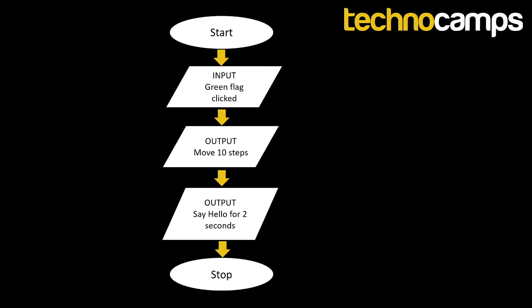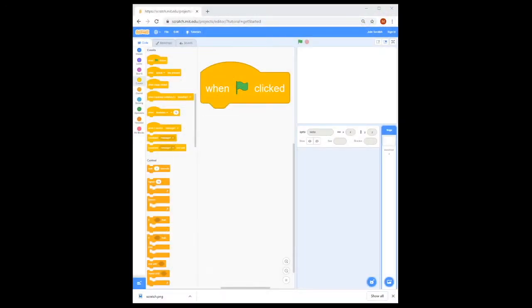Well, let's go through it. The next step in our flowchart is move 10 steps. So let's go back into Scratch. We have our when green flag clicked step. But what are we wanting to move 10 steps? Firstly, the first thing to note is that the move 10 steps block should be in the motion category, just here. This is because it controls movement.